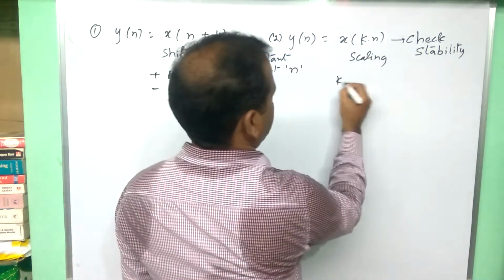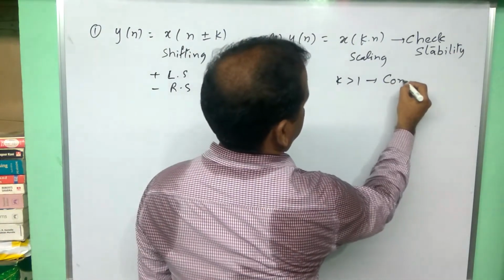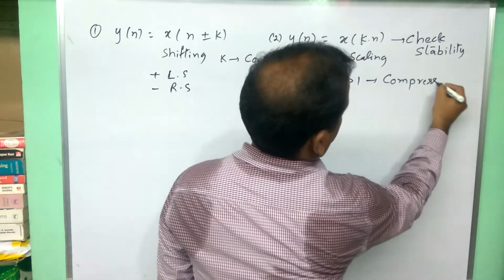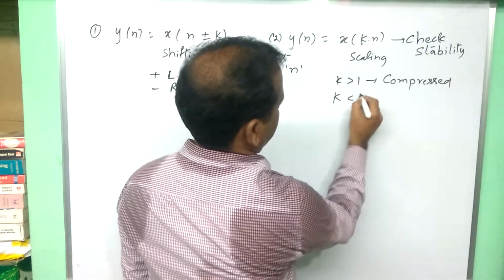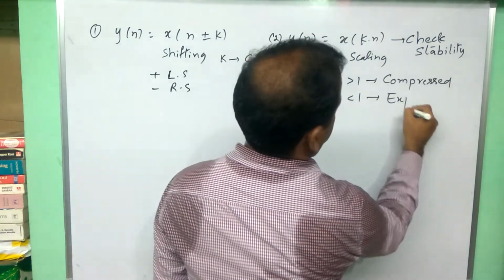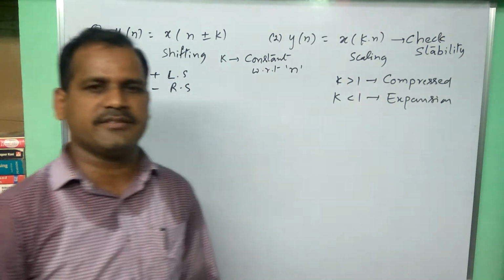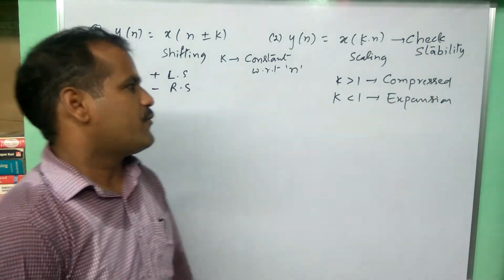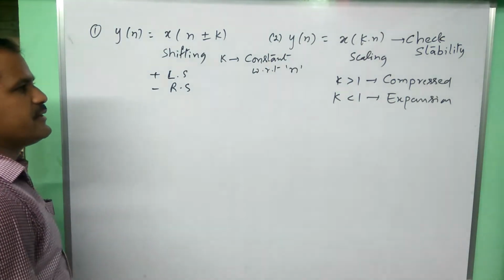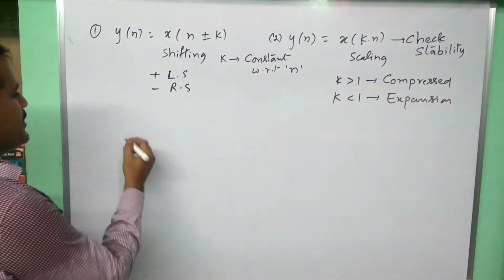Here, if the k value is greater than 1, the signal will be compressed, or if the k value is less than 1, the signal will be expanded. That we have discussed in detail in the basic elementary signal videos. Fine. Let us consider the first system for the stability purpose.